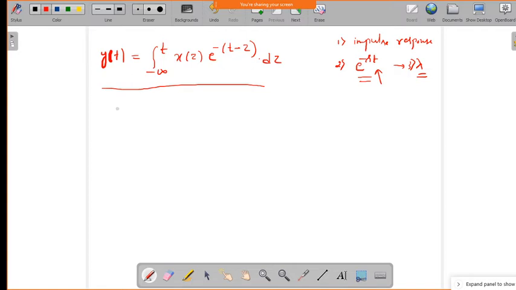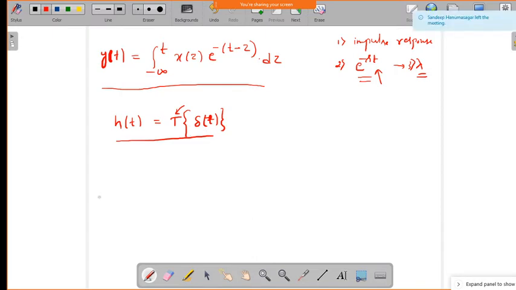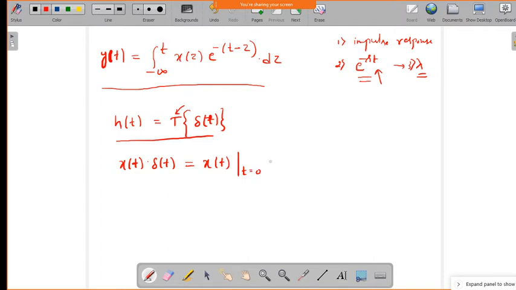So now first we need to find out what is the impulse response of this system. Okay, so in definition we know what is impulse response, h of t, which is given by the system response to the input signal, which is the impulse del of t. The impulse response is nothing but the system's response when the input is del of t. Now we use the property we know already, that x of t into del of t is nothing but x of t at t equal to 0, or x of 0.